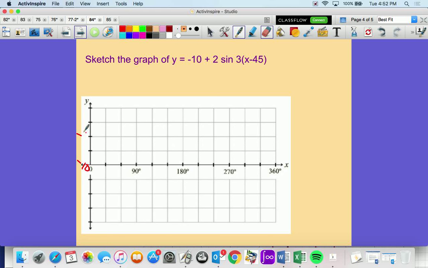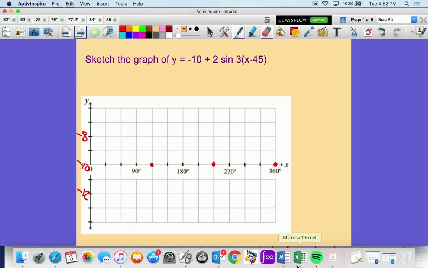So this would be a negative 8 and a negative 12. Alright, and then I am going to deal with this 3 first before I shift it. So this 3 tells me I'm going to have 3 waves between 0 and 360. So each wave is going to be 360 divided by 3, which is 120. So each wave is 120 degrees.